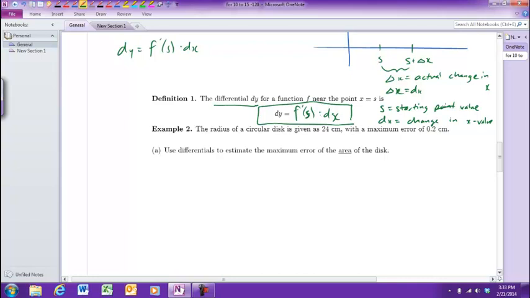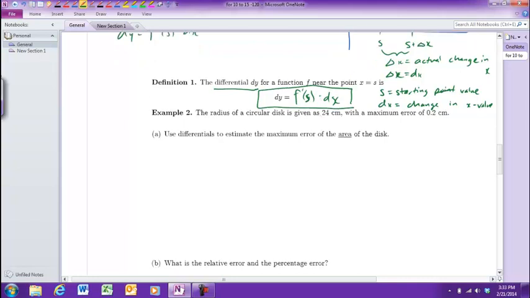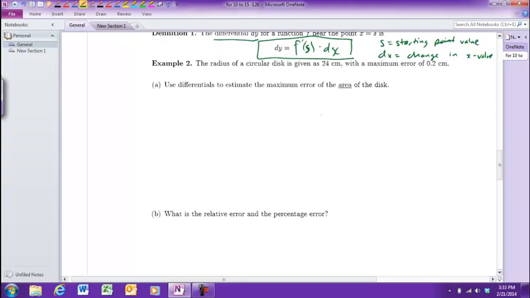So let's look at an example and see how this will work with an actual function. So example 2 says the radius of a circular disk is given as 24 centimeters with a maximum error of 0.2 centimeters. So this means we think it's about 24 centimeters. It could be 0.2 more or 0.2 less. So there could be this slight change in the input of 24. And we want to get an estimate of how much the area of the disk might be changing.